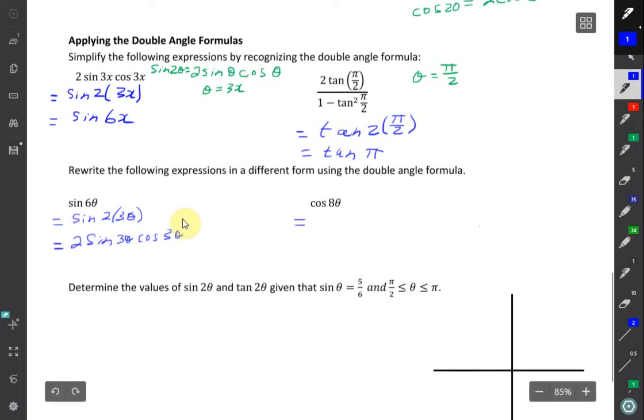Similarly here, this can be written as the cos of 2 times 4 theta, which would make this equivalent to the cos of 4 theta squared minus the sine of 4 theta squared. And as we saw earlier, there are two other ways that I could represent this as well, but this is sufficient for us to show how we can use this double angle formula in this case.